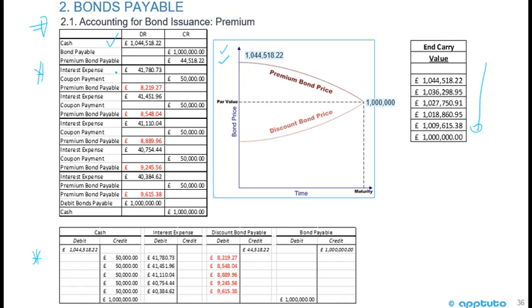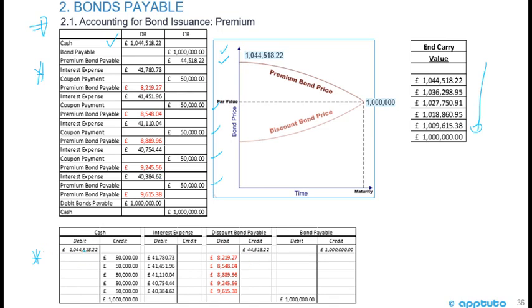The interest expense was 41,780.73. I'm crediting the cash. The coupon payment never changes. Credit cash 50,000, five times. So you can see my interest expense is lower than my coupon payment, so it must be a debit to that account. So you can see that down here in the T accounts as well.